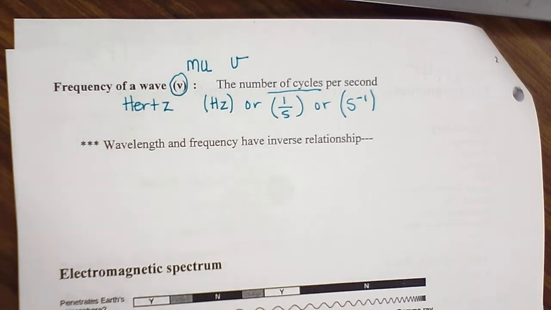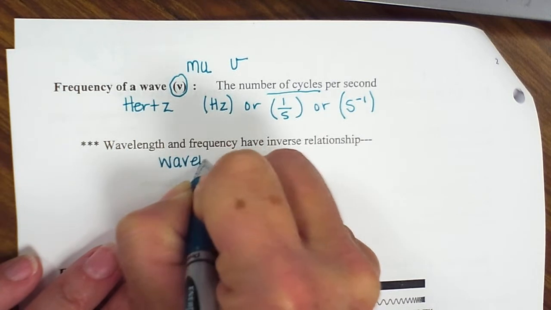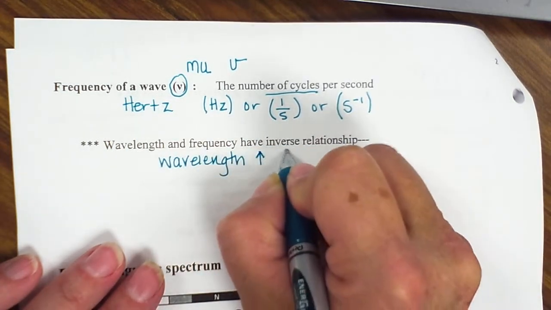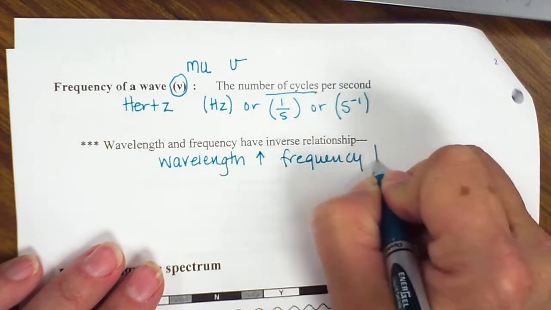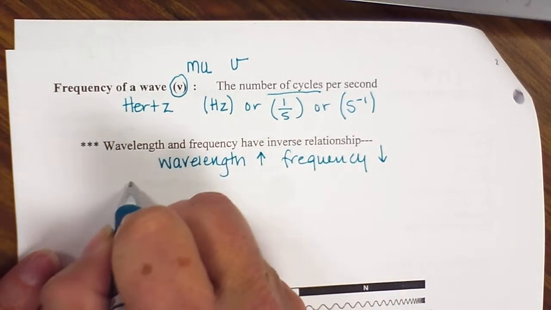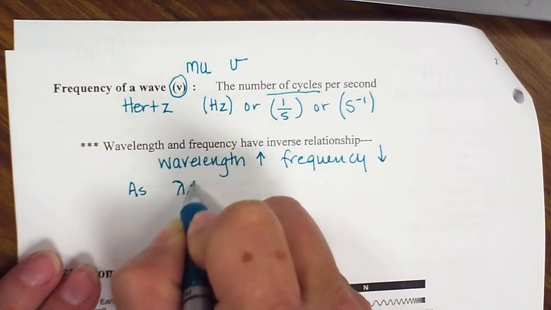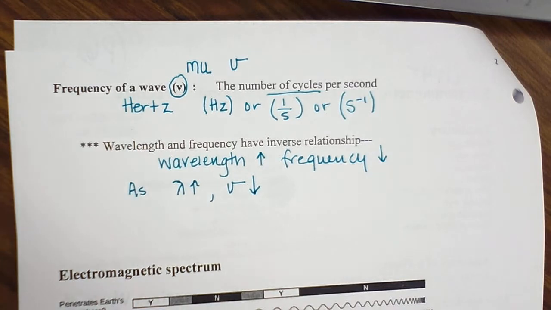Okay. Now, wavelength and frequency have an inverse relationship. What that means is that wavelength increases as frequency decreases. So if we put this in using our newly learned symbols, as wavelength increases, frequency decreases. And those are the symbols that we just learned.